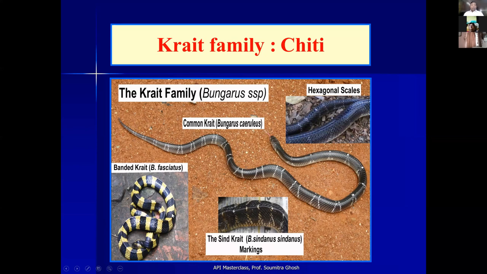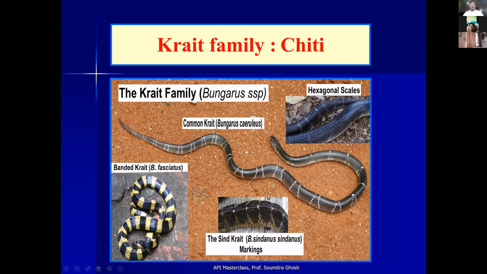And here, the Wall's sind krait, which is characteristically found more in Midnapur and Hooghly, is not up to its name. They can just ride over the wall. It is named after the Sind wall. And it is very much seen. It does not have paired lines. It has single lines only. So these are the common features of the krait.